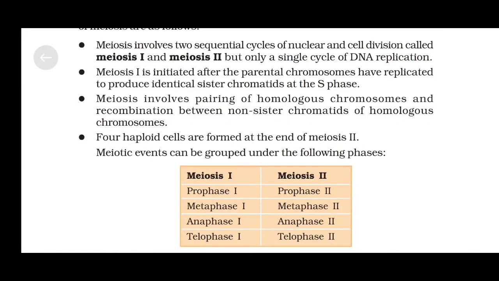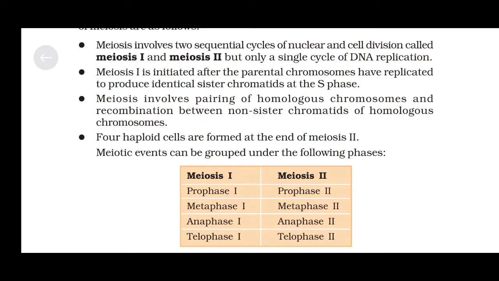Meiosis involves two sequential cycles of nuclear and cell division, meiosis 1 and meiosis 2, but only a single cycle of DNA replication. Meiosis 1 is initiated after the parental chromosomes have replicated to produce identical sister chromatids at the S phase. Meiosis involves pairing of homologous chromosomes and recombination between non-sister chromatids of homologous chromosomes. Four haploid cells are formed at the end of meiosis 2.